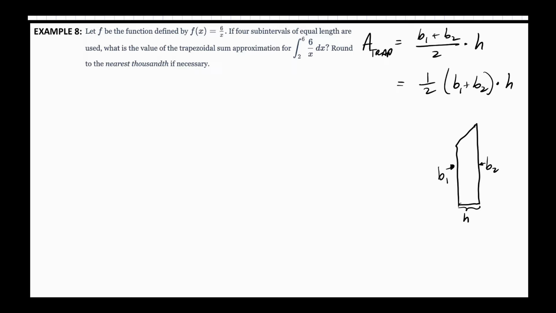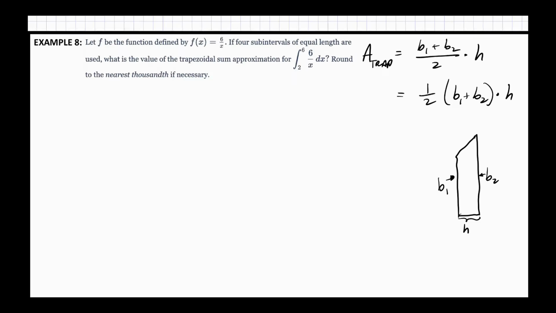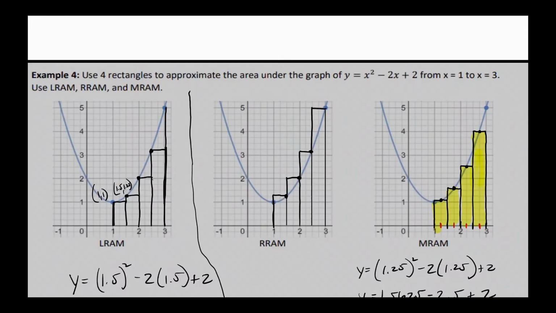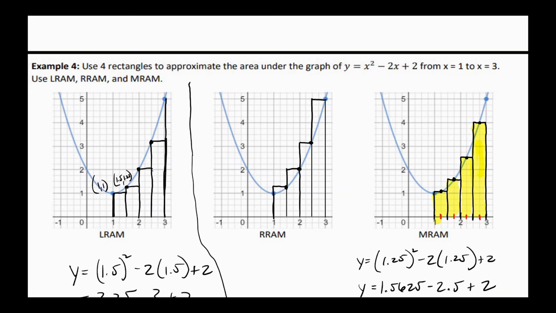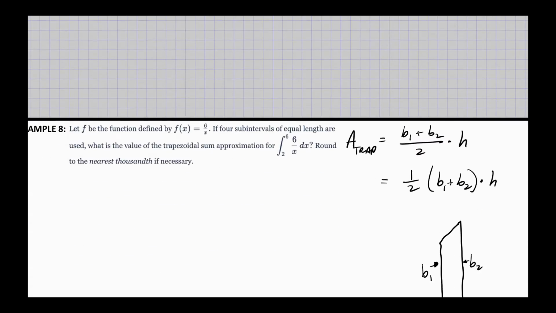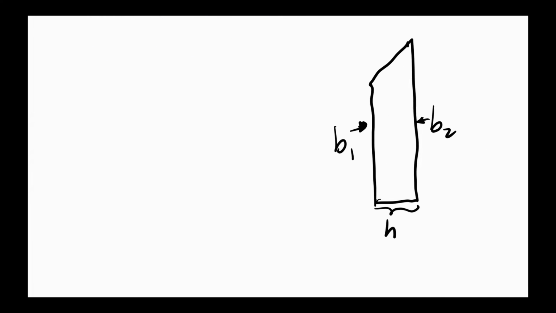So far we've been working with rectangles, where width or base times height, right? Base times height rectangles, trying to do it that way. There are three methods with rectangles: LRAM, left ram, RRAM, right ram, and middle ram, right? Rectangular approximation method. The last one we haven't done is for trapezoids, this shape here.